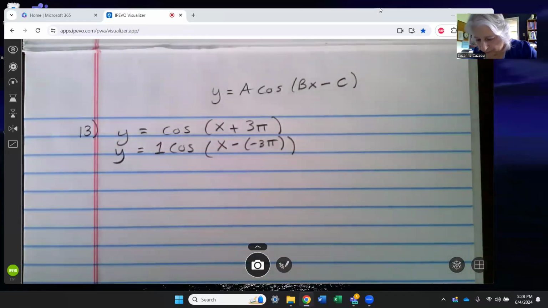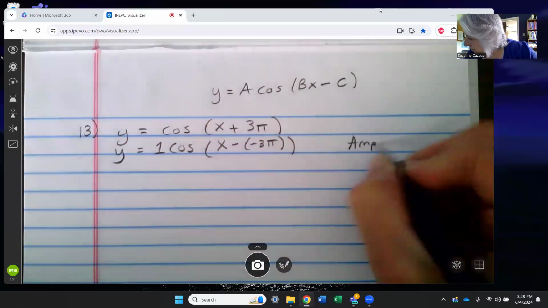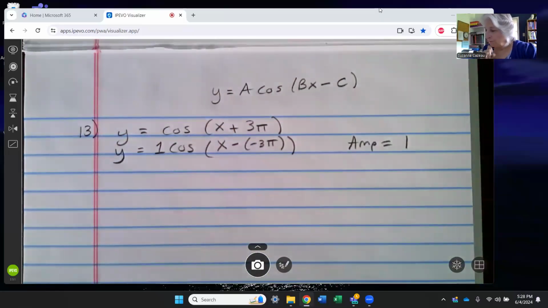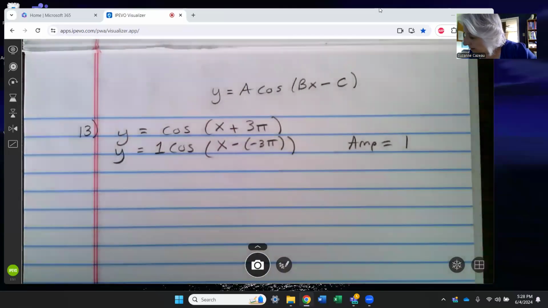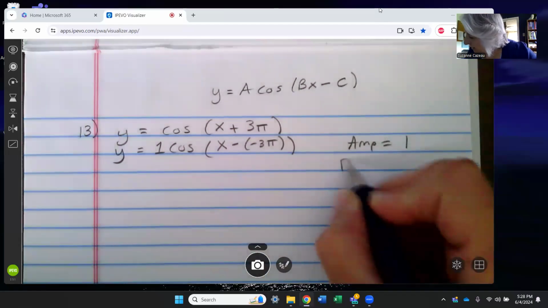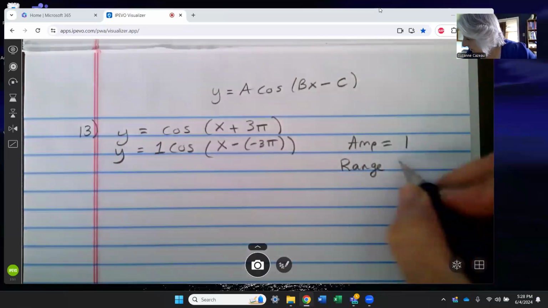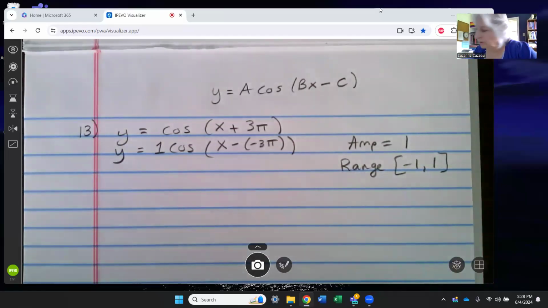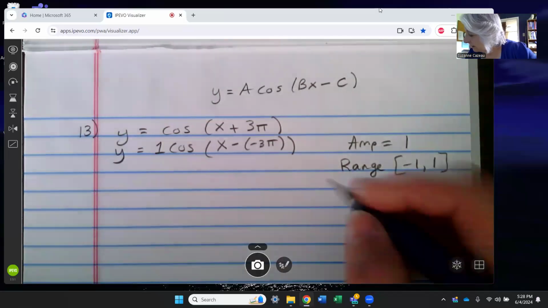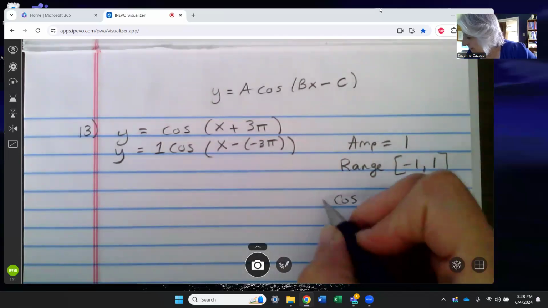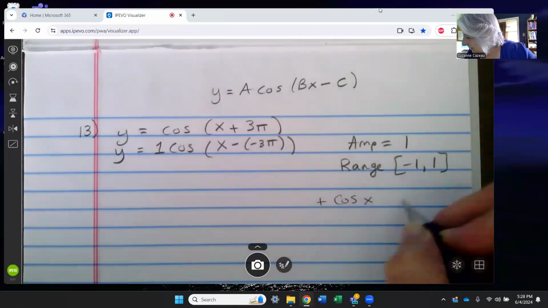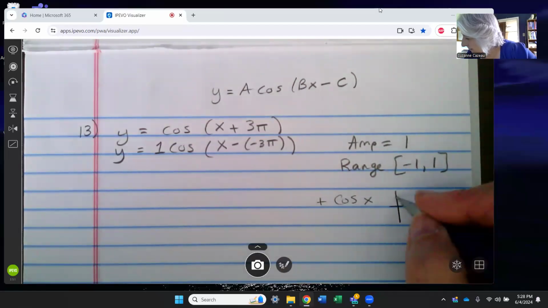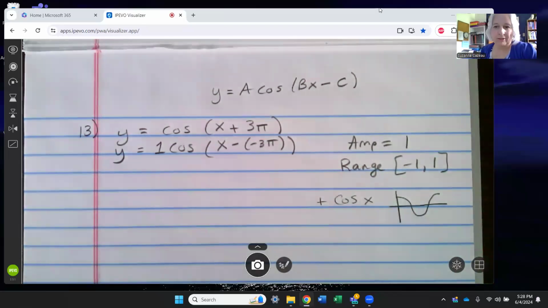Did they ask for that? They do. Okay, so your amplitude equals 1. Remember, that's never negative. And what else do they want? The range. Well, there is no up or down shifting, and the amplitude is 1, so that means the range is still going to be negative 1 to 1 on your normal cosine graph. What does the cosine graph look like? A positive cosine looks like this. Just a quick sketch. It looks something like that.